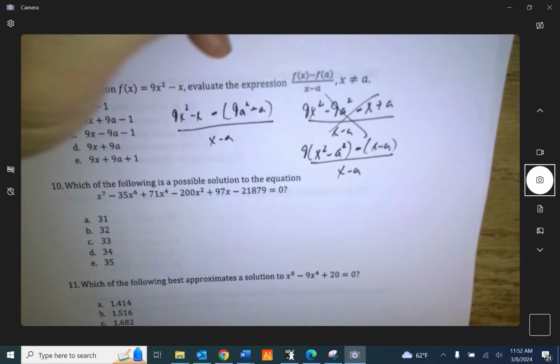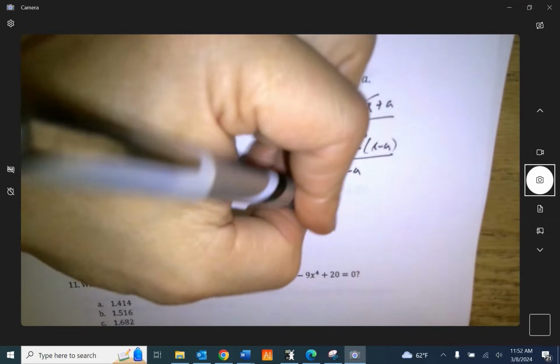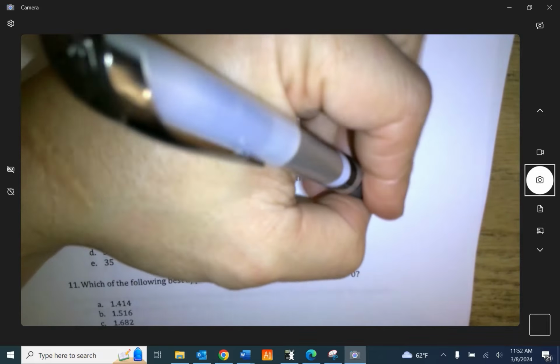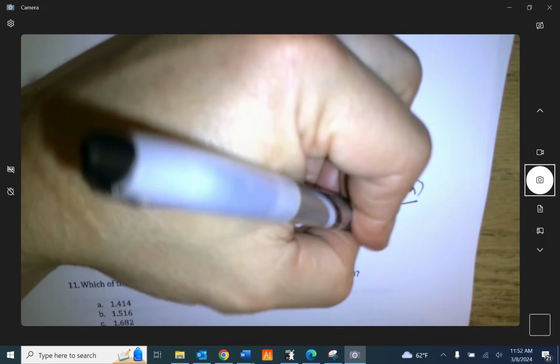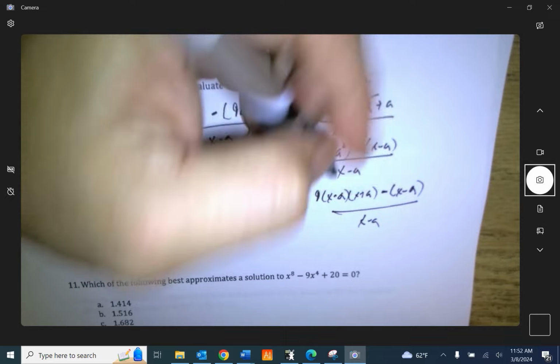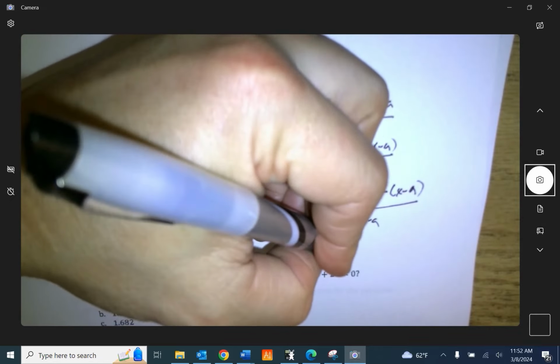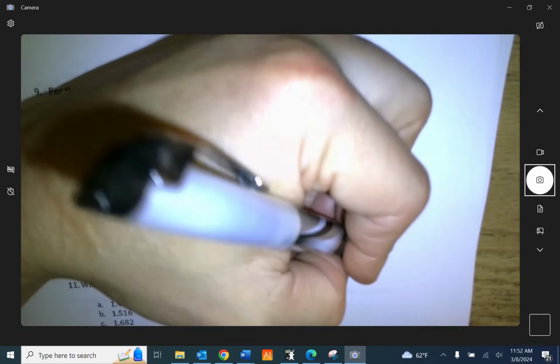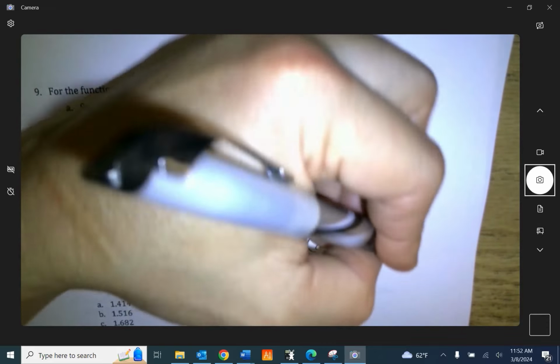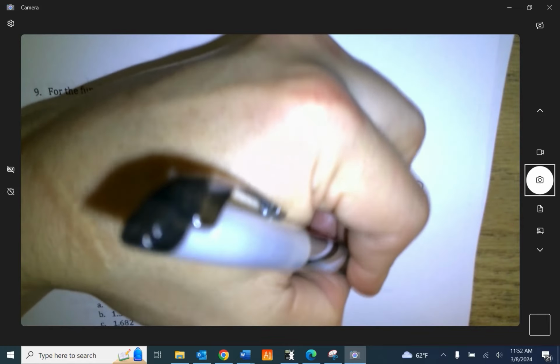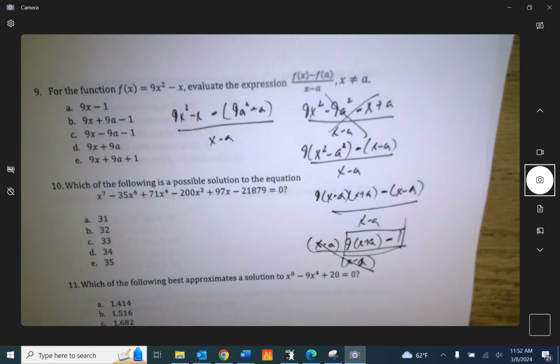x squared minus a squared factors as x minus a times x plus a. Then I have the minus x minus a, all over x minus a. These two terms contain an x minus a. I pull it, and I'm left with 9 times x plus a minus the understood 1 over x minus a. And those cancel, and there's my answer. 9x plus 9a minus 1.